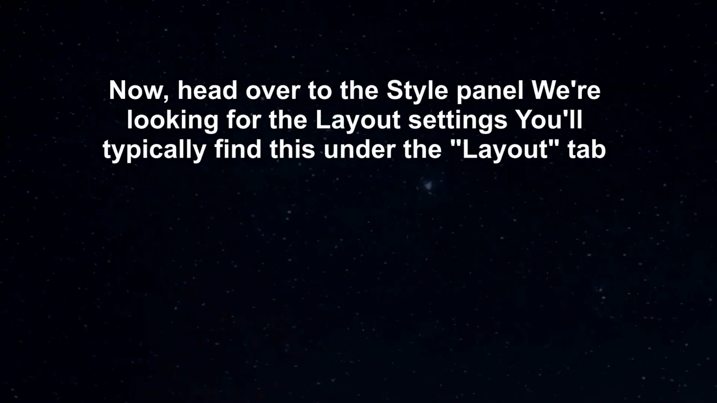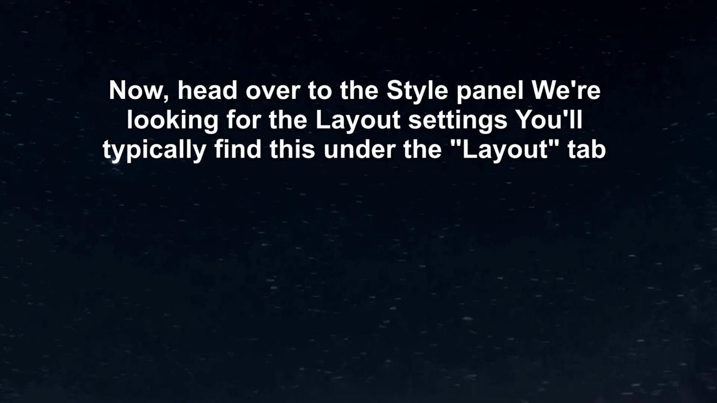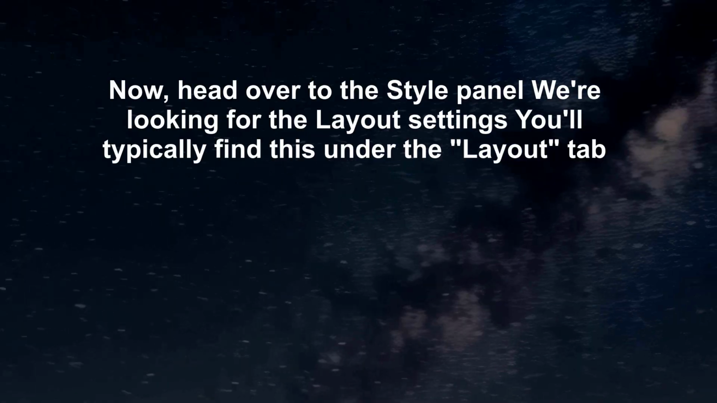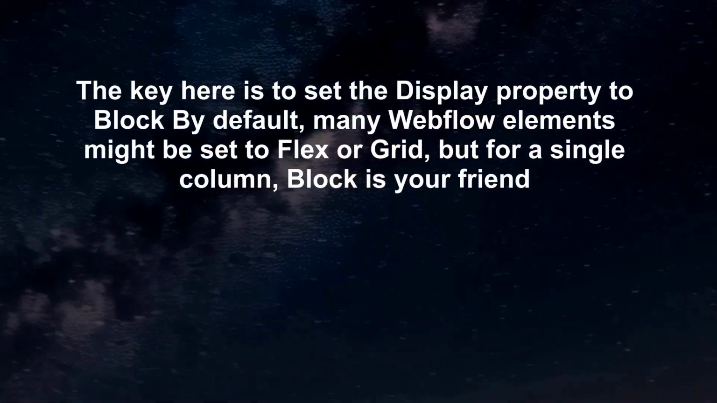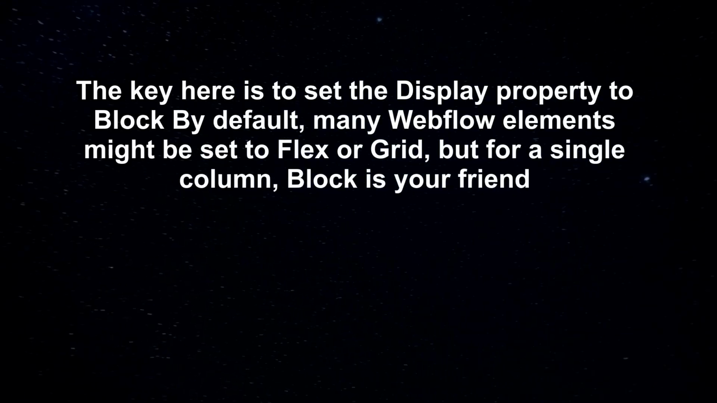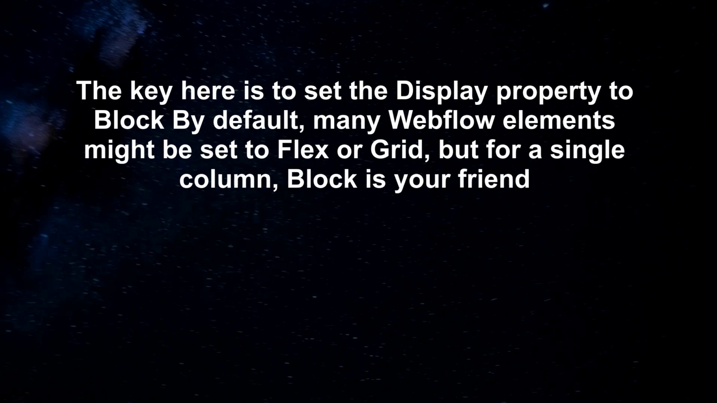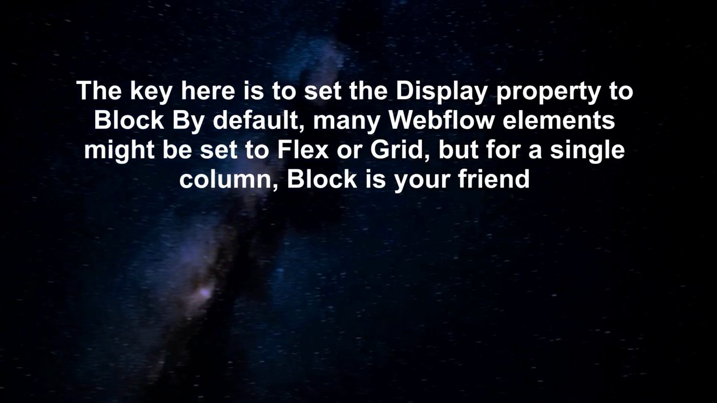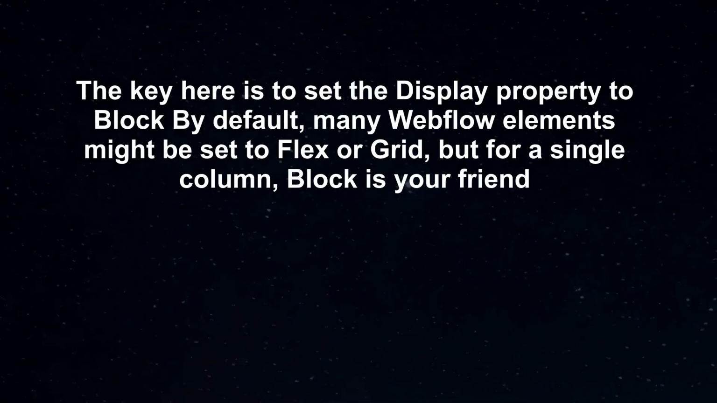Now, head over to the Style panel. We're looking for the Layout settings. You'll typically find this under the Layout tab. The key here is to set the display property to block by default. Many Webflow elements might be set to flex or grid, but for a single column, block is your friend.